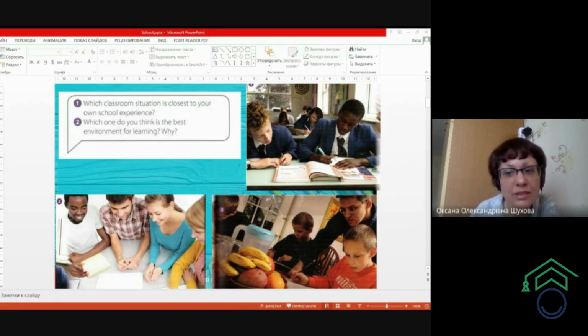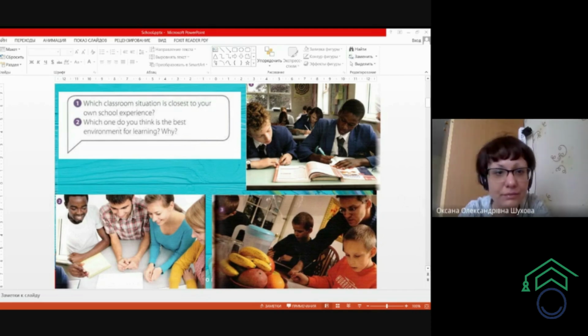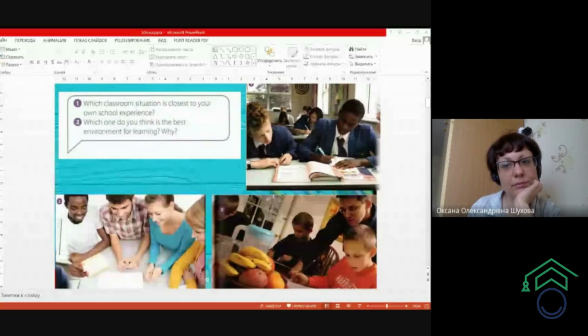Now let's answer the second question. So which one do you think is the best environment for learning and why? Also probably the first picture. And why? They seem to all have their personal space, unlike in the second picture, and the environment is clear and there are no objects that can distract students from learning. Okay, that's very nice. Thank you very much.